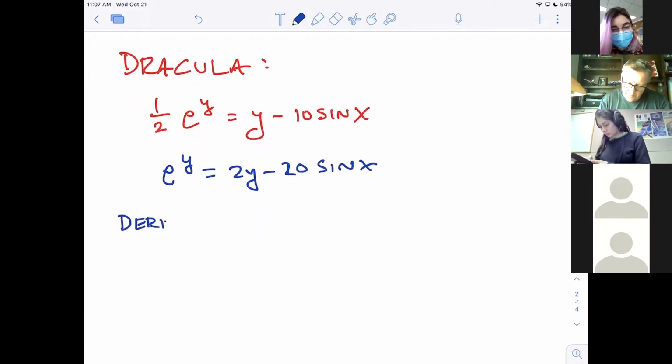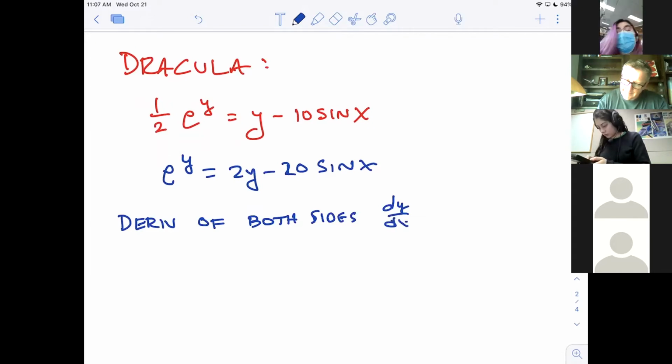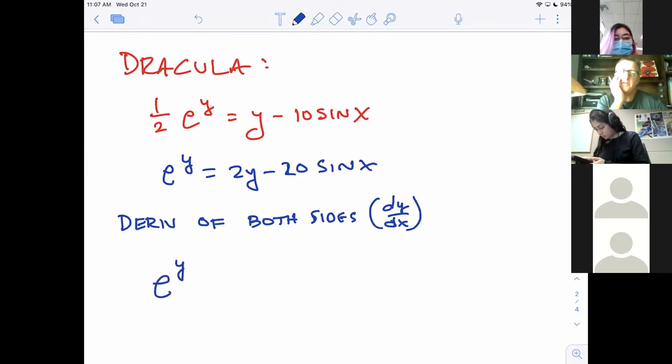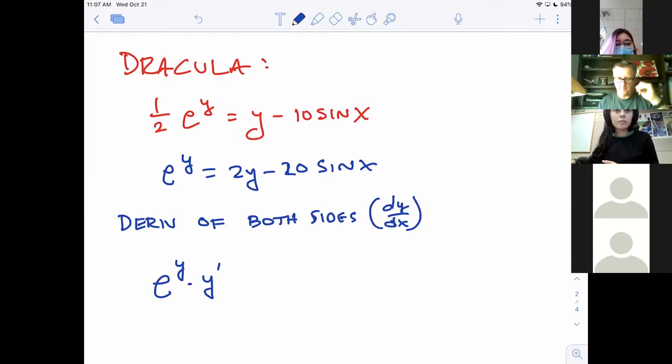So what do you do every time? We're going to take the derivative of both sides. But remember what we're doing here: we're really taking the derivative of both sides with respect to x. The derivative of e to the junk is e to the junk. But what does the chain rule say? Multiplied by the derivative of the junk. Exactly, multiplied by the derivative of the junk.